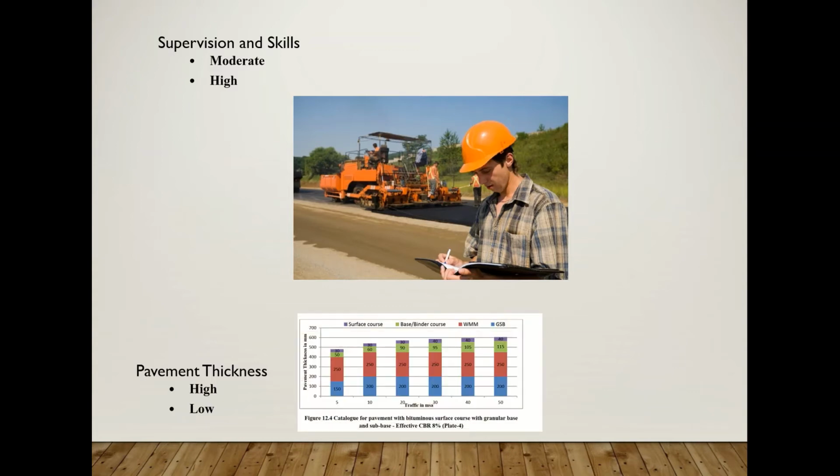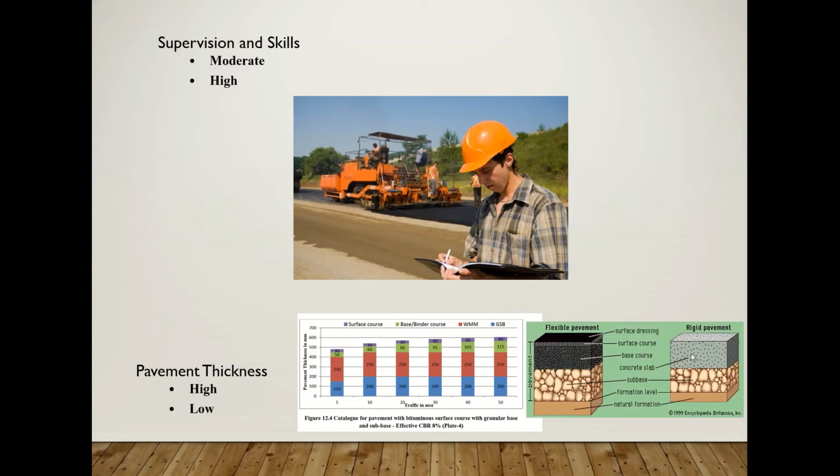Can you see here the BC, DBM, WMM and GSB layers. After that you also need the subgrade. So in total around 1 meter will come. But in rigid pavement it is less; not very much less, but compared to flexible pavement it is less. So I have just compared pavement thickness.